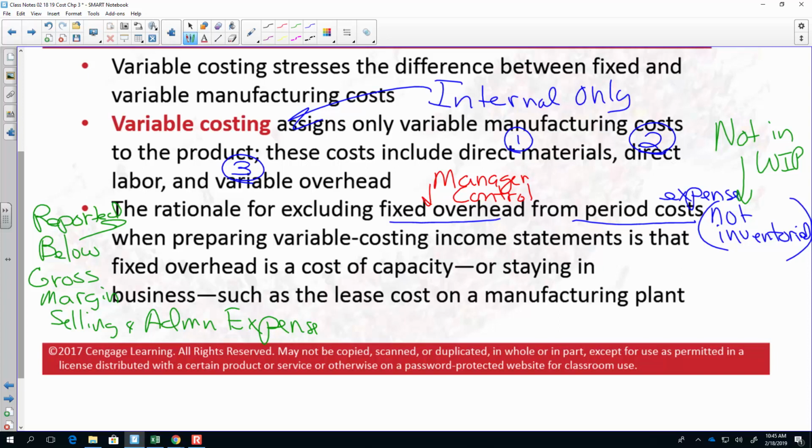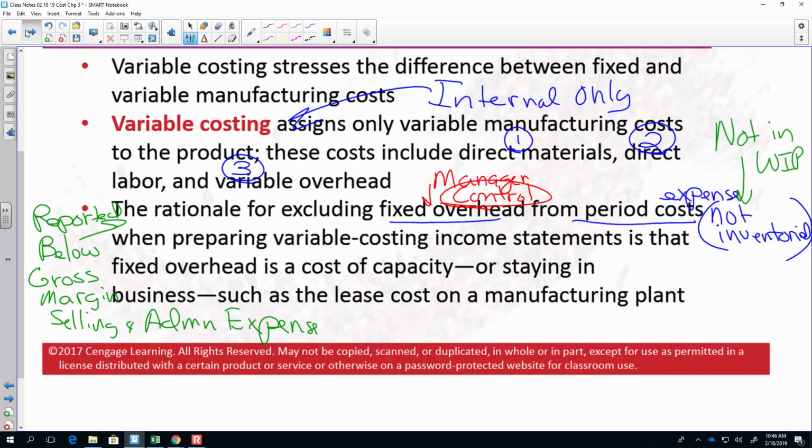Fixed overhead costs are not controllable in most cases by managers. Think about when you're a new manager for this company, that building, those equipment purchases were done 10, 20 years ago. So why judge me on that cost? They only want to be judged on costs that they can control. And that's why this word control here: variable cost, material, labor, and variable overhead, I have some control over. So that's why this report is used internally only.